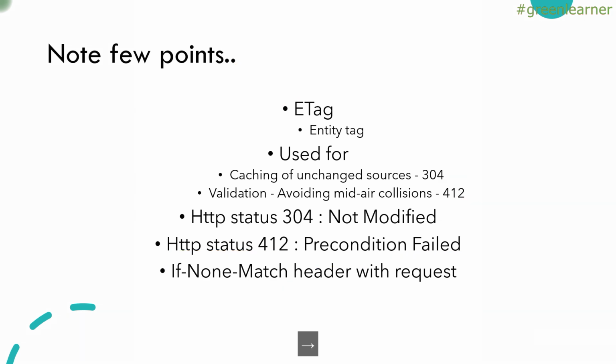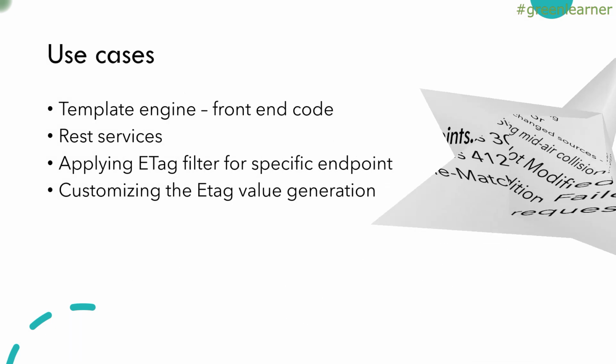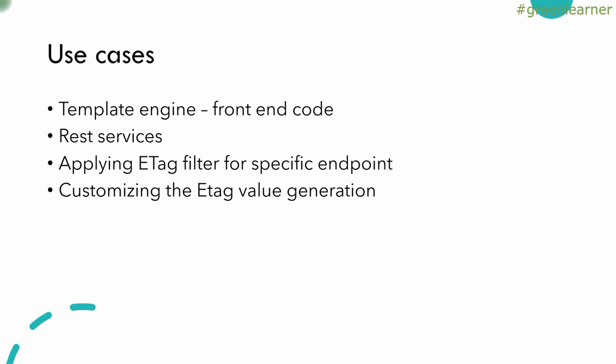Now let's talk about the use cases that we are going to cover. First, with Spring Boot, I'm going to have some front-end code and use the template engine. Then we are going to jump into REST services. In the REST services, if you have multiple endpoints and you want to apply this e-tag filter to a specific endpoint, I'm going to cover how we can do that, and also how we can customize the e-tag hash code generation, right?